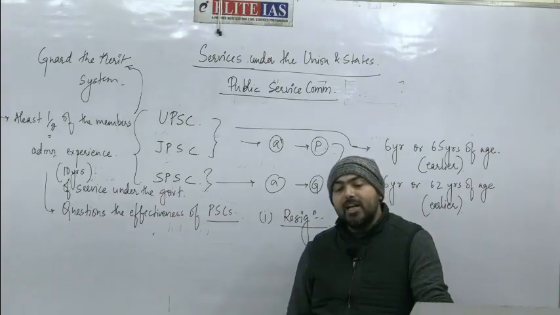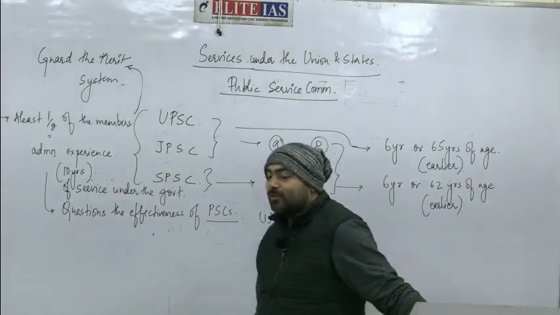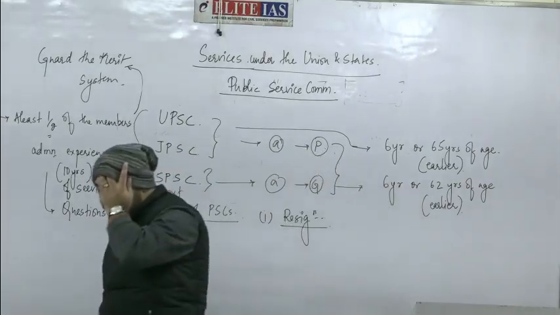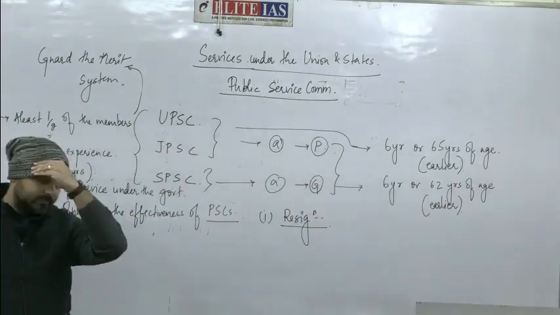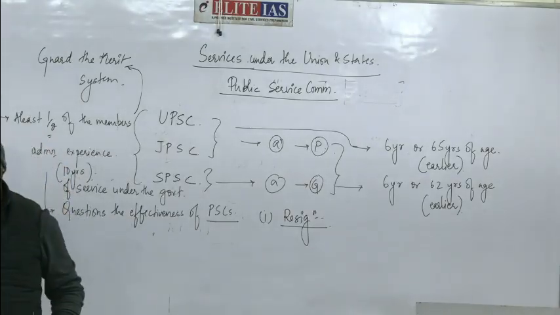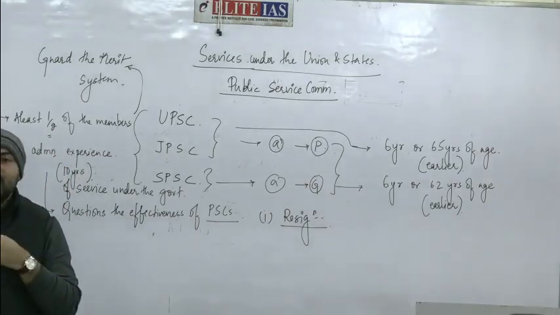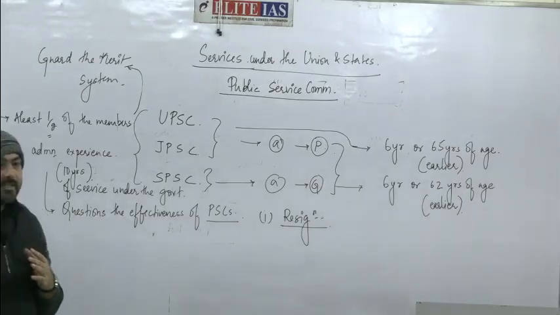That is Article 320 of the Constitution. You have to learn this. What are the functions that are there? See, when it comes to independence of this office, there is again a problem here. There are two things that we see here.